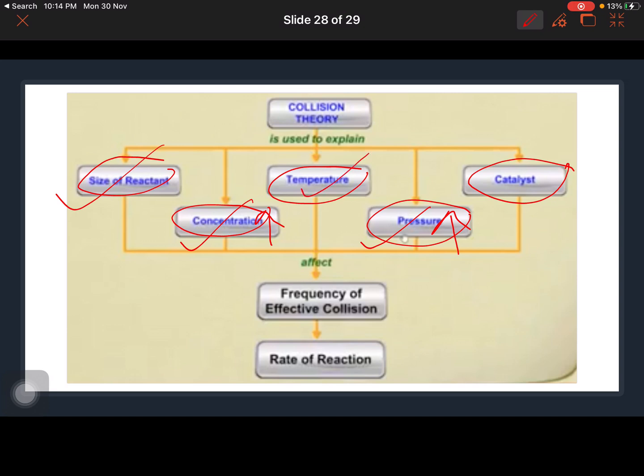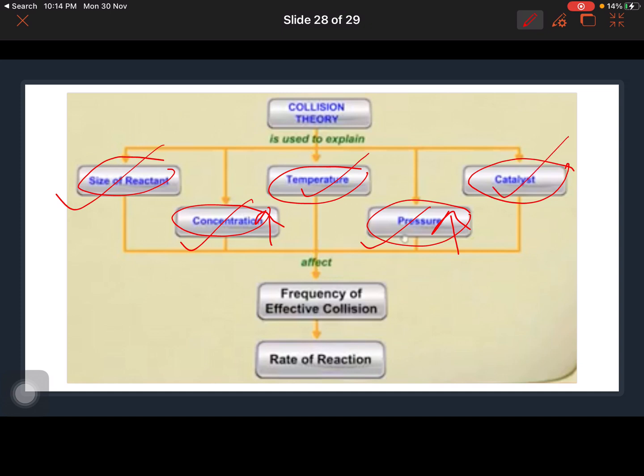Untuk factor temperature, temperature must be higher kan, point pertama. Point yang kedua, so bila temperature higher, nak explainkan temperature higher tu mesti cakap pasal kinetic energy. Kinetic energy of the particles also increases. Terus point yang ketiga, 4, 5 pun sama. More particles have energy to overcome the activation energy. Frequency of effective collision pun increases, so the rate of reaction also increases.